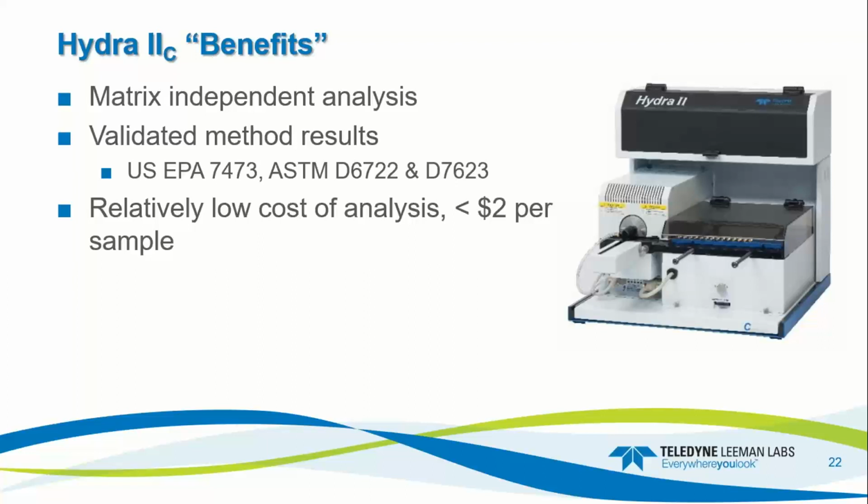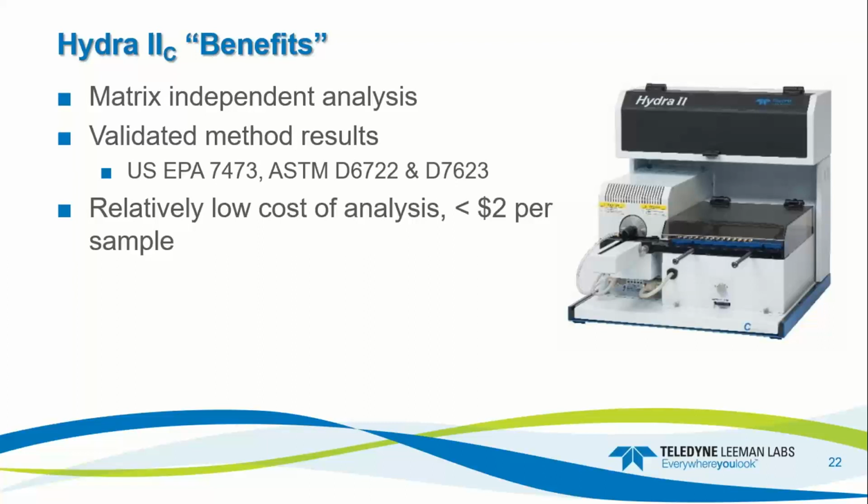Some of the benefits of a combustion atomic absorption system: matrix independent analysis, and validated method results for 3 methods, US EPA 7473, and 2 ASTM methods, 6722 and 7623. And then also a relatively low cost for analysis, less than $2 per sample.